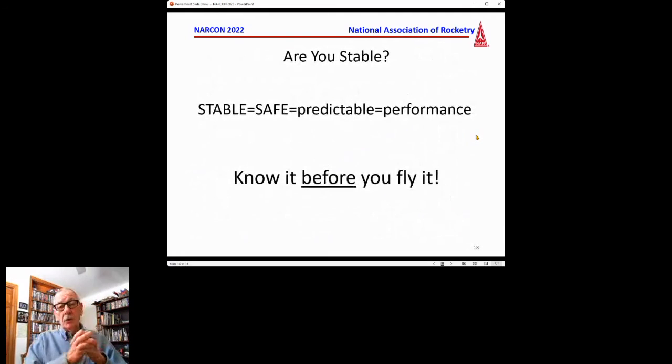So as you work stability, remember that first equation. You want it stable so it's safe, most of all. Then it's predictable and it'll do the performance. And you really want to know it before you fly it.